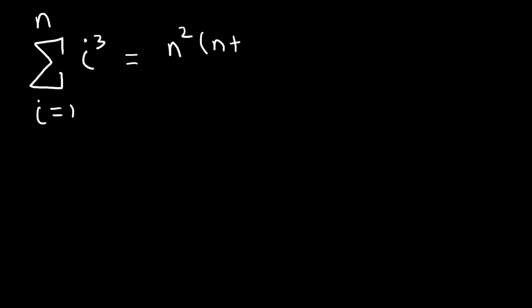Now the last formula that we need to talk about is i to the third power. So it's going to be n squared times n plus 1 squared divided by 4. So let's use an example.